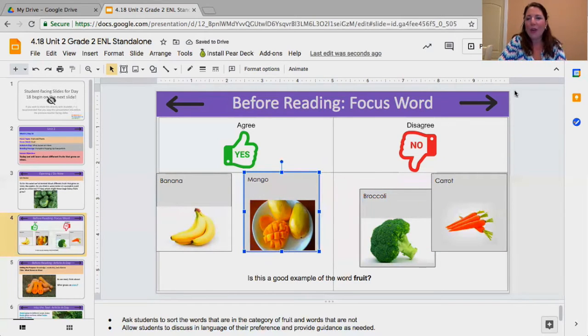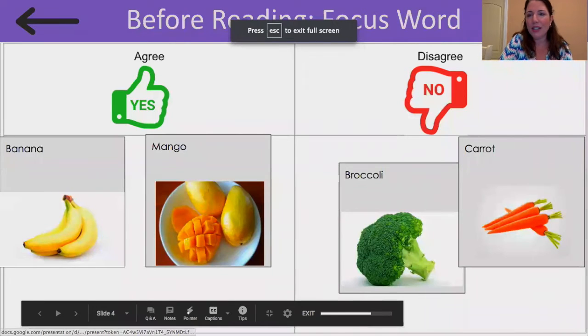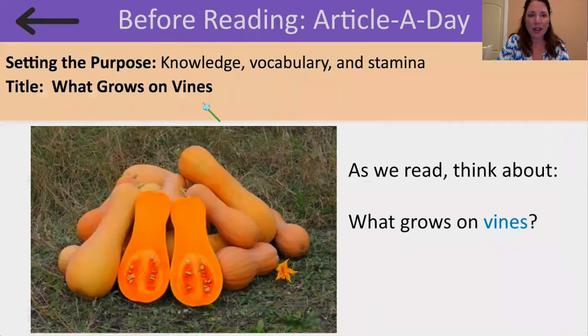So now we're going to continue our lesson today, and we're going to read our article a day. And our article a day is going to be titled, What Grows on Vines? So sometimes when I read, I like to put my title into a question. So as we read, we want to think about what grows on vines. So you see how we turn that into a question. So let's think about that as we're reading.